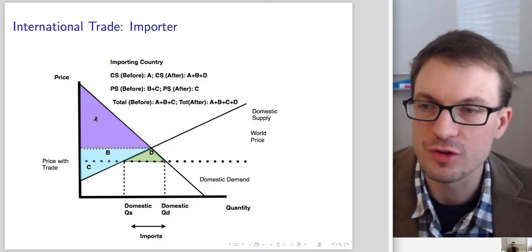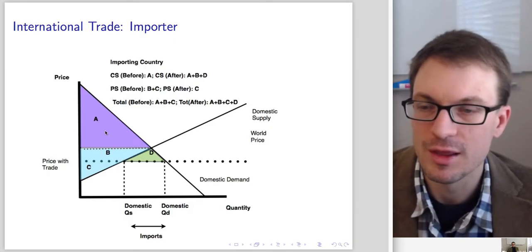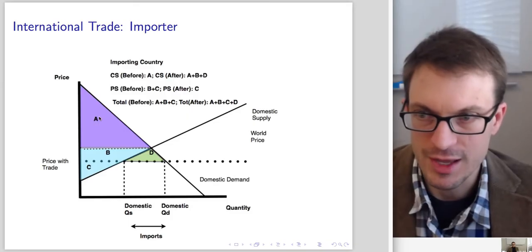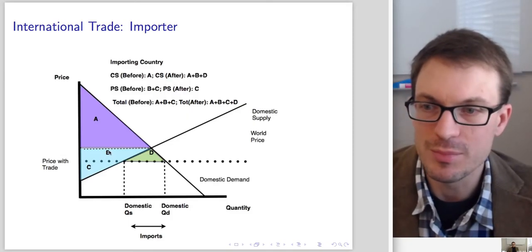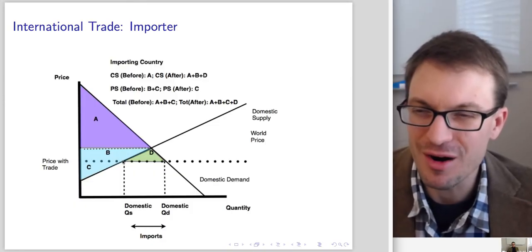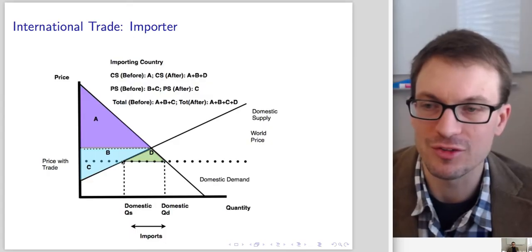With trade, consumer surplus after trade is area A plus B plus D. Area A was the existing consumer surplus. We now add area B. At the lower price, we're going to get part of area B, not all of it, from domestic producers.